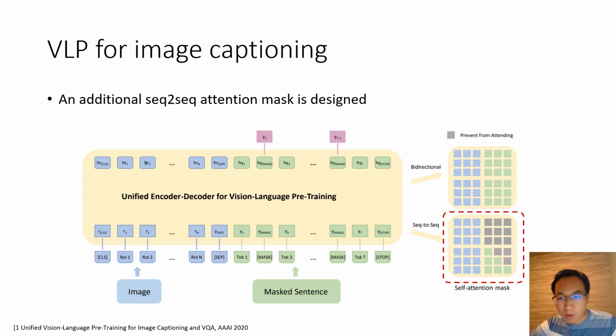Just now I described all the discriminative tasks, but VLP can also be used for image captioning. For this purpose, an additional sequence-to-sequence attention mask is designed because they want to mimic the behavior of image captioning. Image captioning is a text generation task, and when you generate the next word, you can only see the words that you have already generated, but you cannot see the future words. So they designed a specific sequence-to-sequence attention mask in this paper.